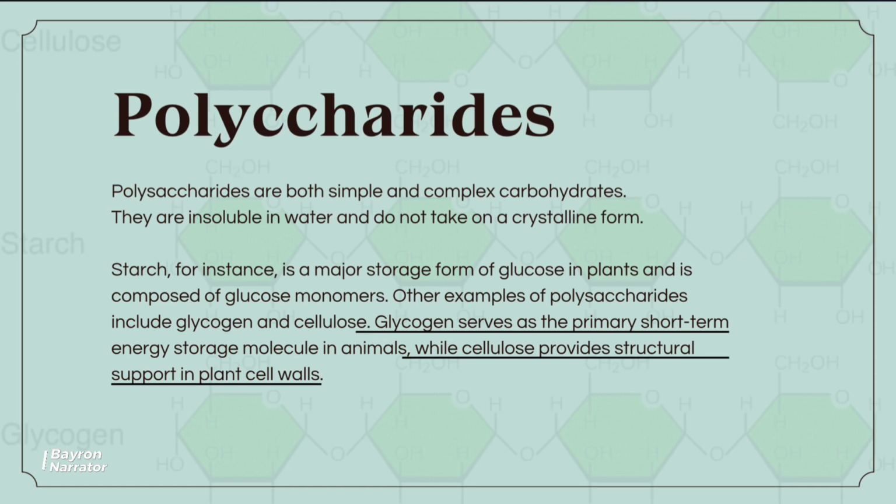Starch, for instance, is a major storage form of glucose in plants and it is composed of glucose monomers. Other examples of polysaccharides include glycogen and cellulose. Glycogen serves as the primary short-term energy storage molecule in animals, while cellulose provides structural support in plant cell walls.